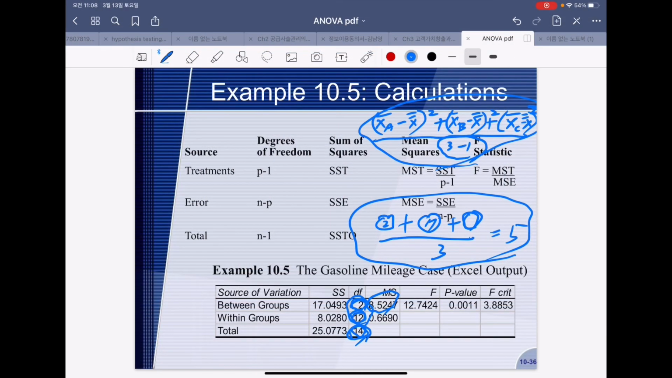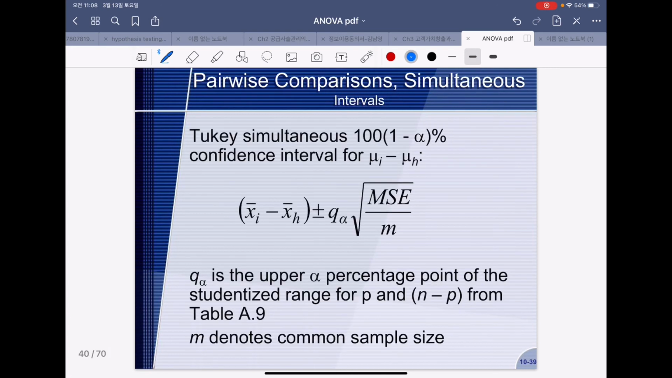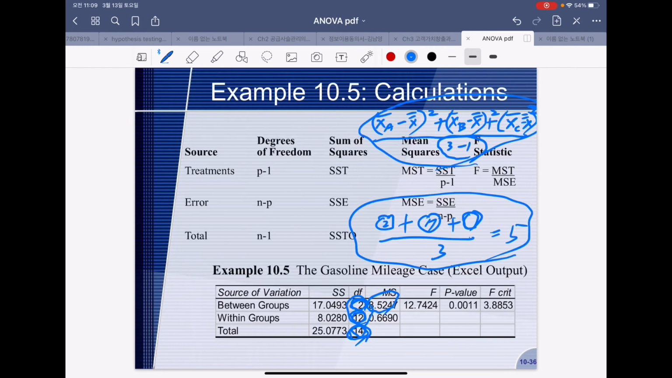We are back to PowerPoint. Now let's talk about what happens if we reject the null hypothesis. In this case, since the p-value is less than alpha, we are going to reject the null hypothesis. What was the null hypothesis? The null hypothesis was mu1 equals mu2 equals mu3, right? So rejecting the null hypothesis means what? There are some differences among these means, right? So you want to know which one is different from the others, right?